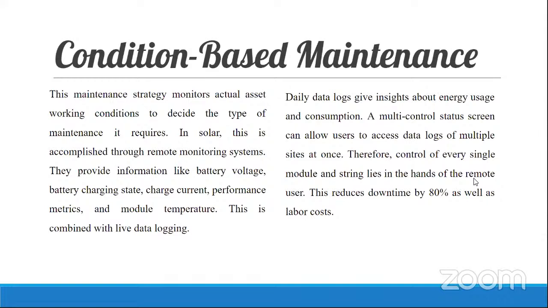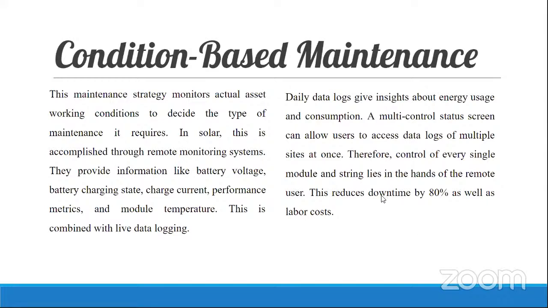So, a multi-control system can allow users to access data logs of multiple sites at once. Therefore, control of every modular string lies in the hands of the remote users. So this is expensive, but it reduces downtime by 80%. Now, it's usually done by giving a digital twin, again, a concept that is in the working stages. And I hope that within 5 to 6 years, we will be seeing digital twins of the solar plant, which can accurately tell us which of the components is going to fail after a particular interval. So, before a component fails, the digital twin can help us know that this is not working properly and can reduce the cost of the preventive maintenance also. So that's the future scope.